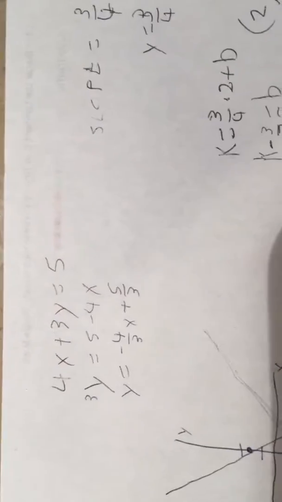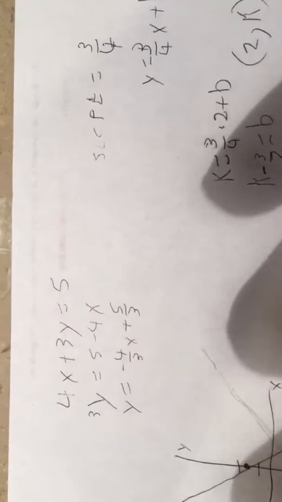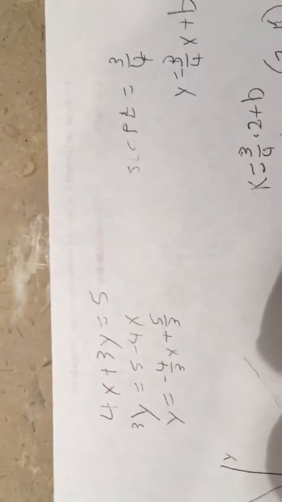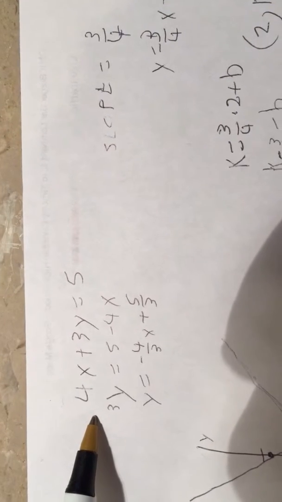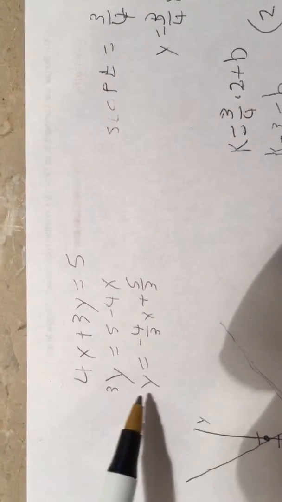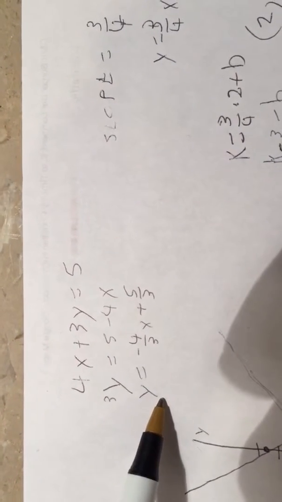Okay, Abby, here's what I did on this math problem. I'm not sure if it's right, but we'll try this. I started with the equation 4x plus 3y equals 5, and then I put it into y-intercept form.